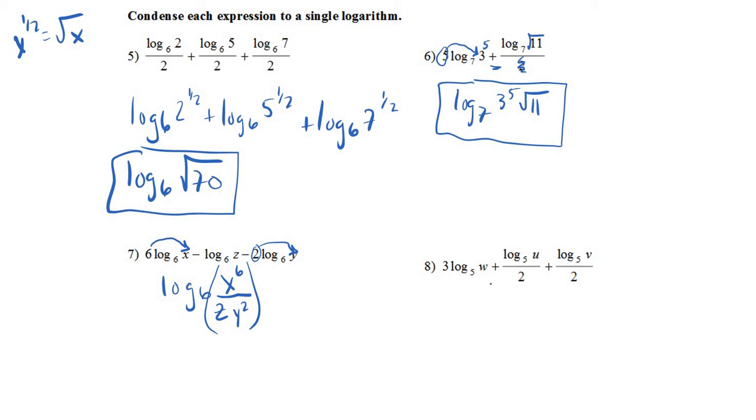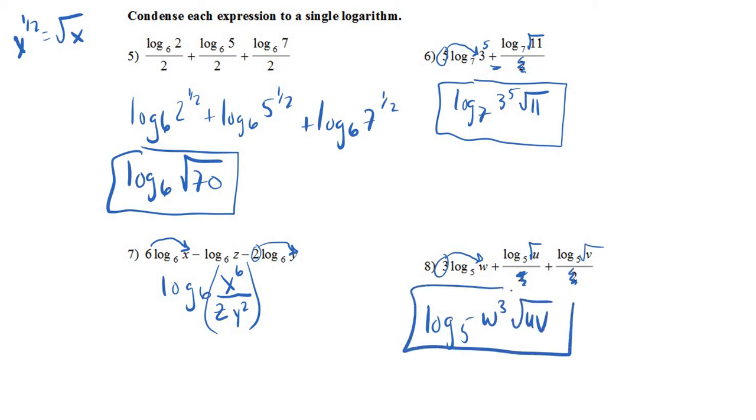How about this guy? Now we've got add, so these are going to be multiplied. So my 3 is going to come up here. Now I've got 1/2 in front, 1/2. So that's square root. Hopefully you're seeing where that's coming from. And so log base 5 of w cubed times the square root of uv. Hey, there we go. Okay, so again, write these properties down, keep them close as you're going through. We're going to use these a lot, and so we want to feel good about them.